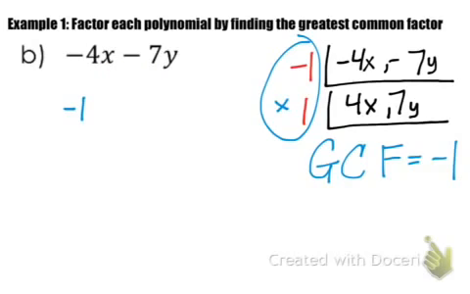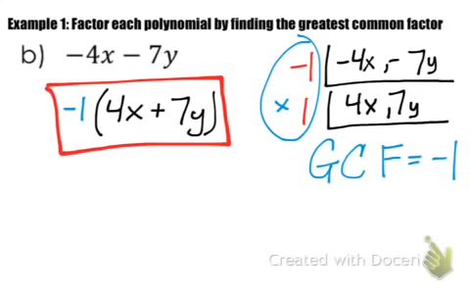So on the outside is negative 1, and when we divide negative 4x by negative 1, in parentheses we're left with a 4x, and then negative 7y divided by negative 1 would be plus 7y. And this expression is completely factored.